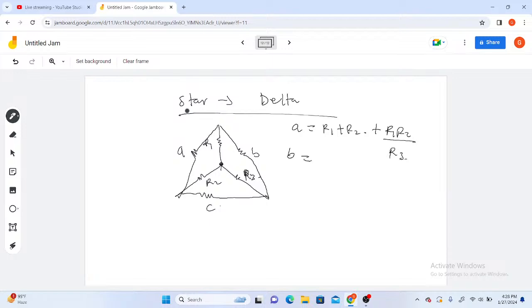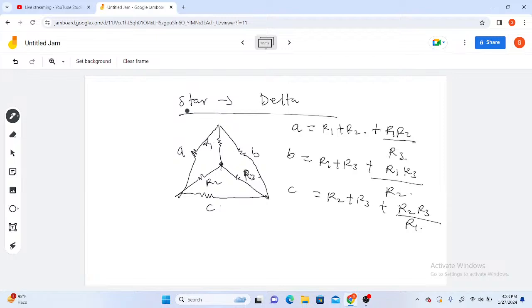Likewise, B, enclosing R1 and R3, so R1 plus R3 plus their product, R1 R3, all over the opposite, which is what? R2. Then finally, I have C, enclosing R2 and R3, so R2 plus R3, plus their product, R2 R3, all over the opposite, which is what? R1, and that is this side. So this is how we convert from star here to delta.